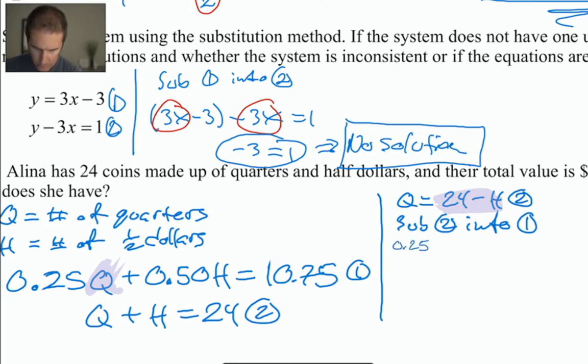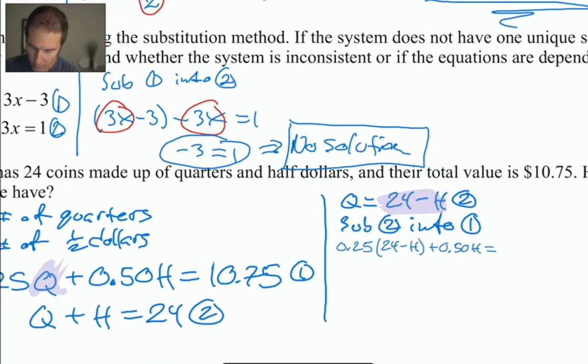0.25 times our new Q value of 24 minus H. And then continuing on with equation 1, we've got plus 0.50H equals 10.75. That's equation 1 because we substituted equation 2 into equation 1. Now we've got one equation with one variable. The variable is H, so we need to distribute, combine like terms, and solve for H.